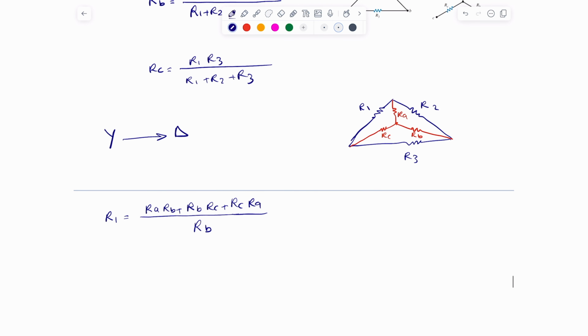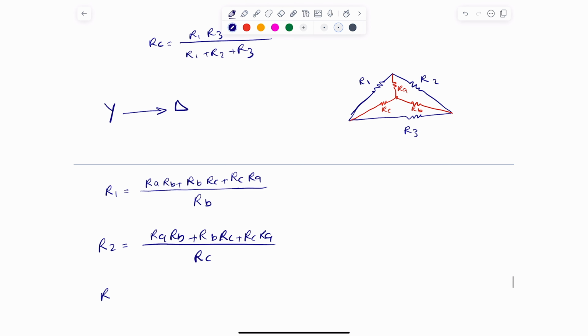So let me repeat. For R2, what do we do? Well, it's simple. For the 2, what we do is A times B, and then B times C, and then C times A. So we can write all of these: RA times RB plus RB times RC plus RC times RA. And this time what we're looking for is R2, so we're going to have to take a look at the RC right in front of it. So this is the RC here.